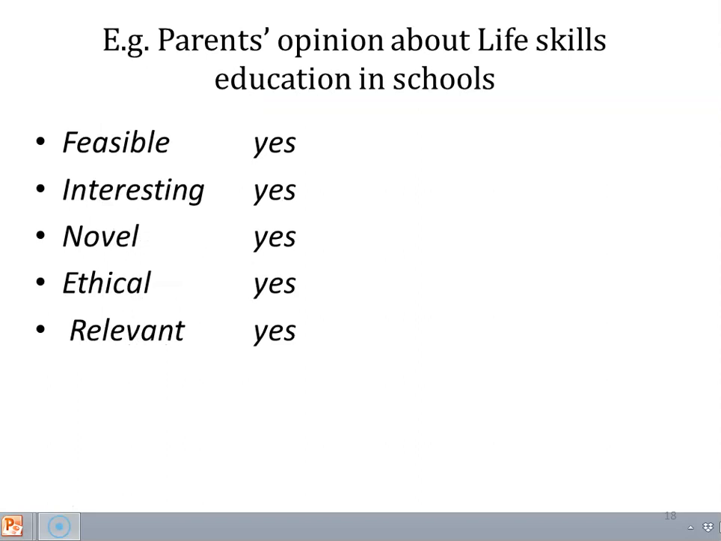Here is an example. I'm going to study parents' opinions about life skills education in schools. Now, does this topic fulfill the FINER criteria? Is it feasible? Yes. I can take data easily from parents from our social circle. Is it interesting? Yes. Many people find it interesting. Is it novel? Yes. It has not been researched many times. Is it ethical? Yes. Is it relevant? Yes, it's a relevant issue given the high population rate of young people in Pakistan.